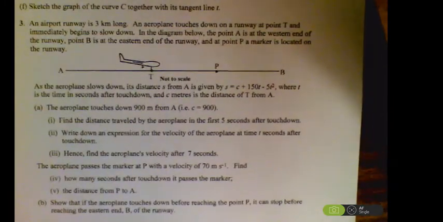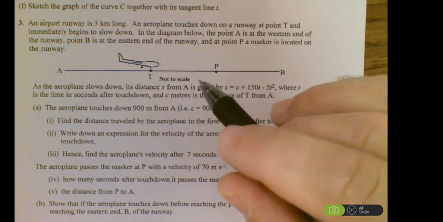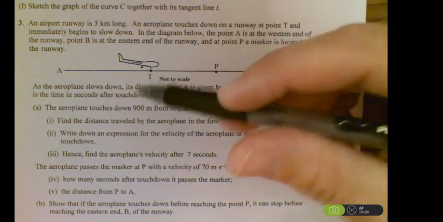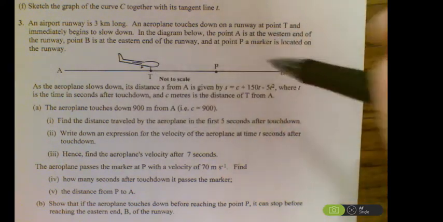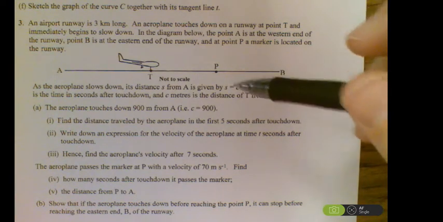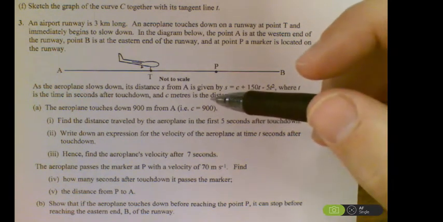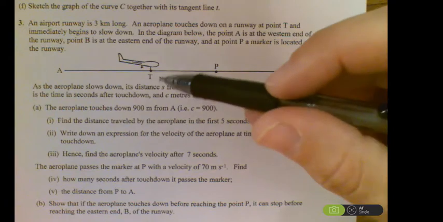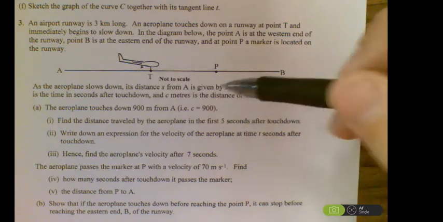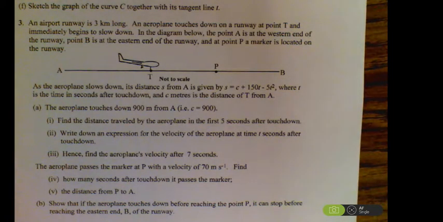For number 3, we got this airport that's 3 kilometers long. An airplane touches down on a runway at point T and immediately begins to slow down. Point A is at the western end and B is at the eastern end, and point P is a marker somewhere, anywhere we can put on the runway. As it slows down, the distance function that they're calling S from A is given by this. So we have a displacement or a distance function right there. T is in seconds after touchdown, and then C meters is the distance of T from A.